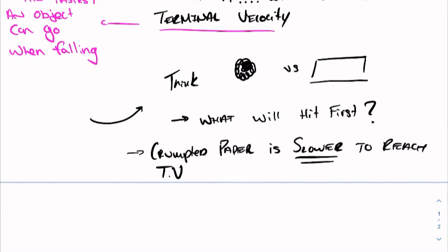So the crumpled paper is slower to reach terminal velocity because it's going to accelerate at 9.81 meters per second squared for longer before it reaches its terminal velocity, which is kind of confusing. So if you reach your terminal velocity fastest, you're going to be falling slower. And vice versa. If you're really slow to reach your maximum speed, you're going to be falling faster.